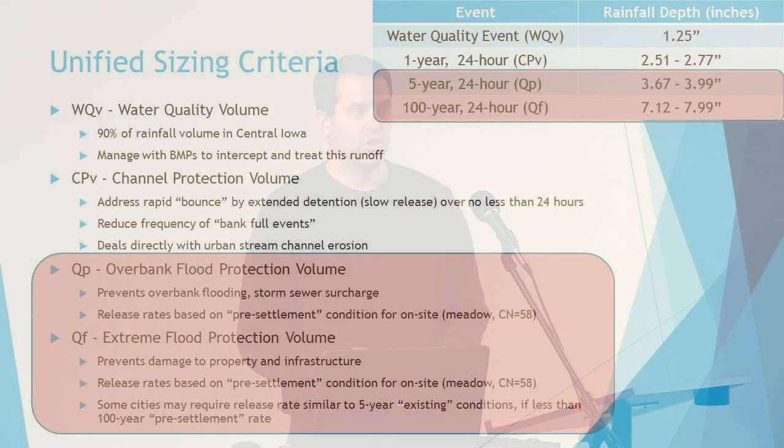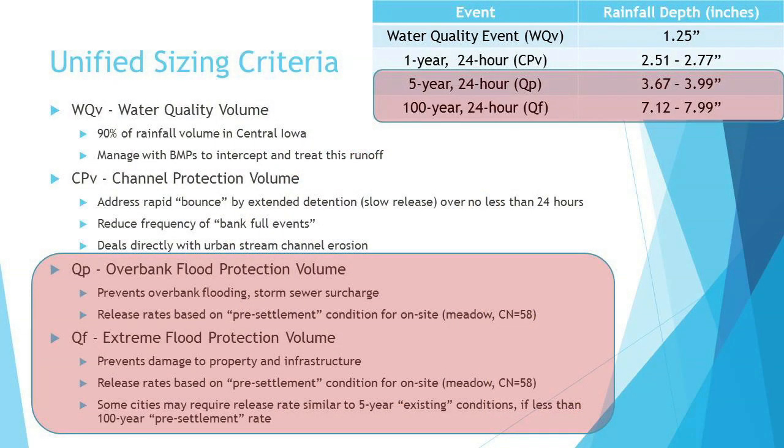And again, we're looking at these next two steps on the four-step ladder of the unified sizing criteria. The overbank flood volume is usually about that 5 or 10 year level, so we're talking about upwards of 3.5 to 4 inches of rain. And the extreme flood protection is our 100-year storm, or the 1% annual chance storm, which is 7 to 8 inches of rain in Iowa.